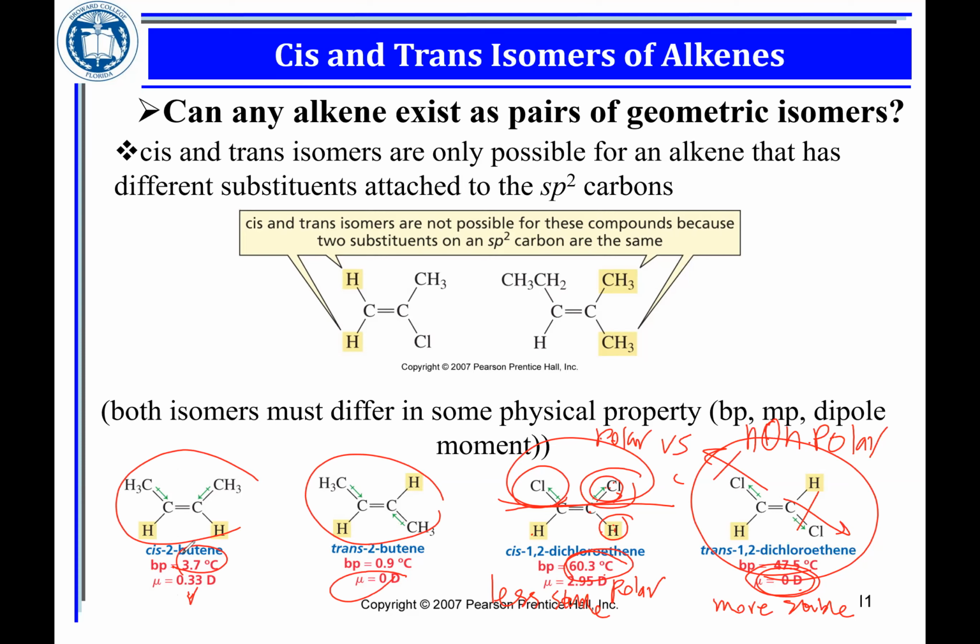So cis is going to be less stable than the trans one? Trans is more stable. Trans is always more stable than cis, yes.